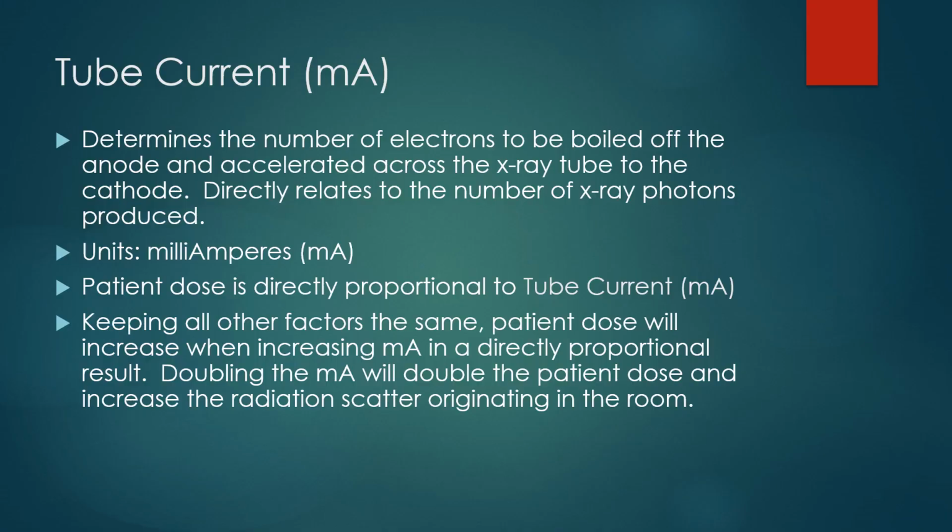Tube current, or mA, determines the number of electrons accelerated across the tube to produce X-rays. Therefore, doubling the mA will double the amount of photons produced. If there are not enough photons for image formation, the image will appear noisy. Since noise is the limiting factor for what can be identified in a CT image, too much noise results in the image being less than optimal. mA is directly proportional to patient dose and will also double the amount of scatter originating in the room. Therefore, it is extremely important to balance the amount of noise and the patient dose by appropriately selecting the mA for a protocol.